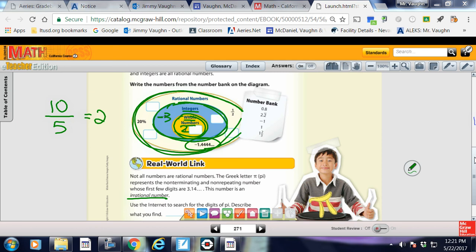They are numbers that don't repeat and are non-terminating. So that means you just go on forever randomly, throwing out numbers, right? So that's what an irrational number is.